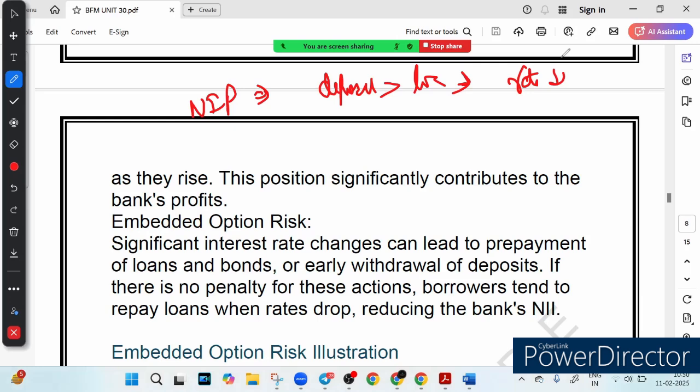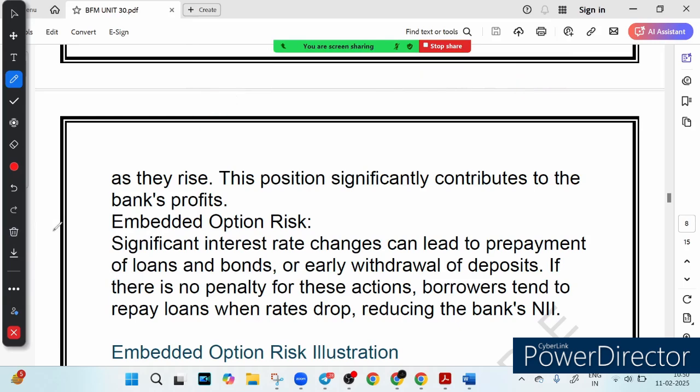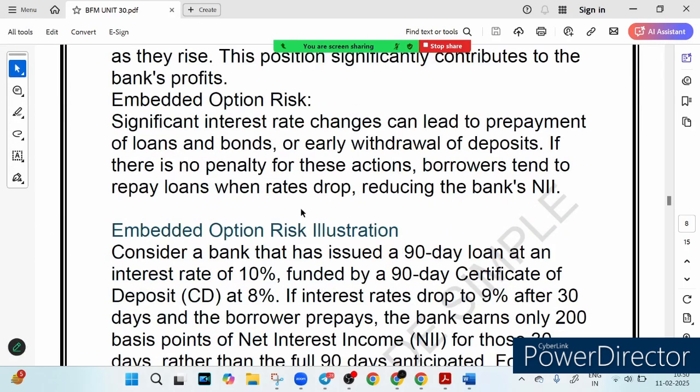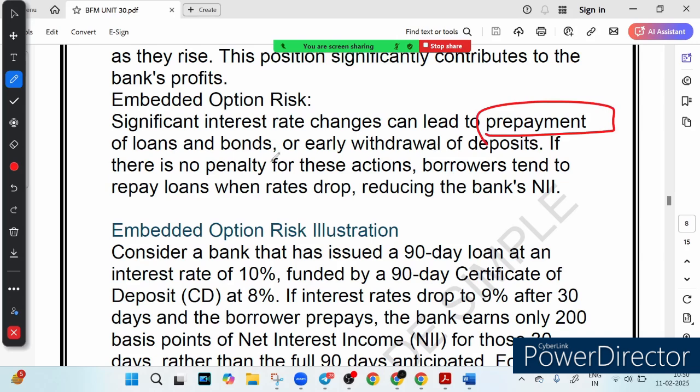Now there is something called embedded option risk. Let's talk about another hidden risk, which is customer choice. That is early loan repayment, prepayment of loans or bonds. If interest rates drop, borrowers rush to prepay their loans and take new loans at a lower rate. So the bank loses out because it expected to earn interest for a longer period.